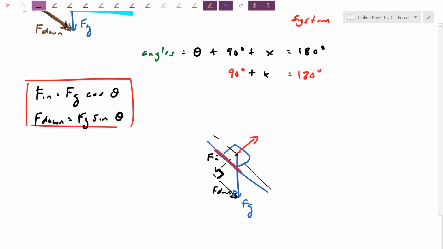Sometimes physicists like calling the F in the squeeze. It's squeezing the object onto the ramp. The F down is a slide because that's potentially the part that can actually cause it to fall downwards.